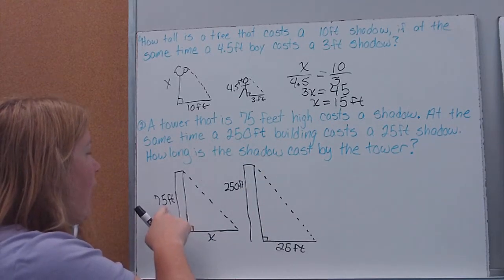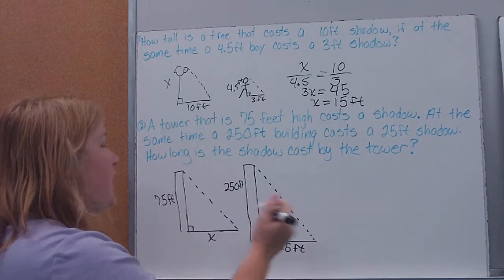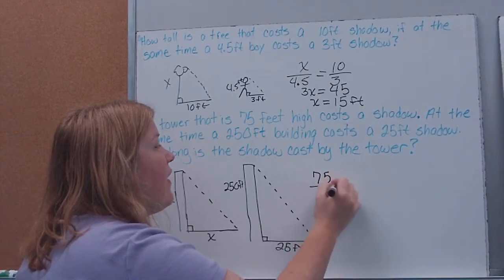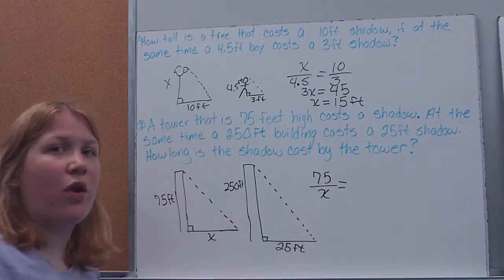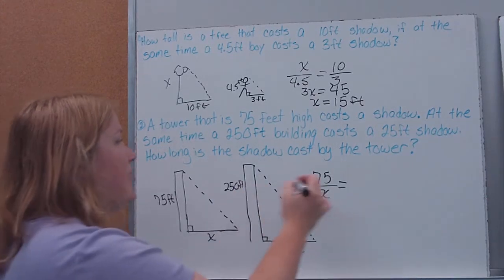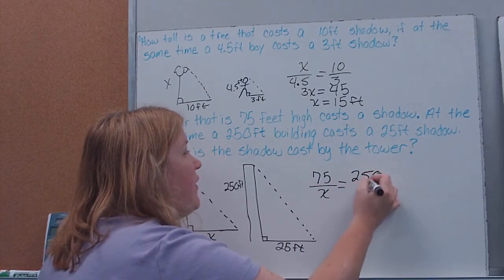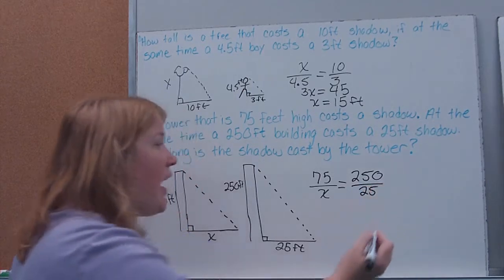So here I'm going to go building to shadow. I'm going to start here with my tower. My tower is 75 feet high. I don't know how long its shadow is. At the same time, my building that is 250 feet high is casting a 25-foot shadow.